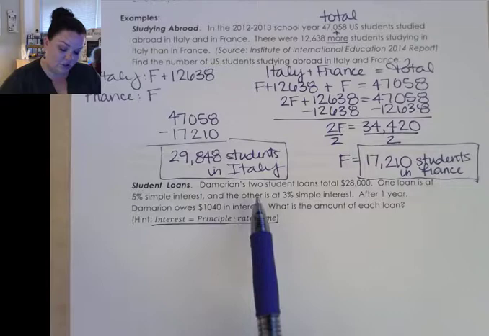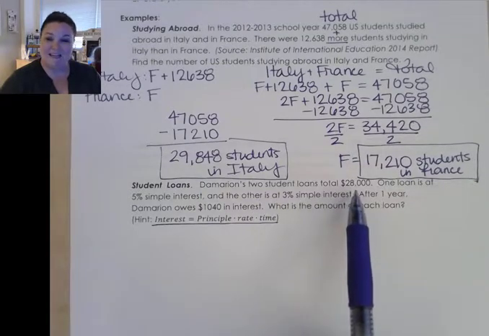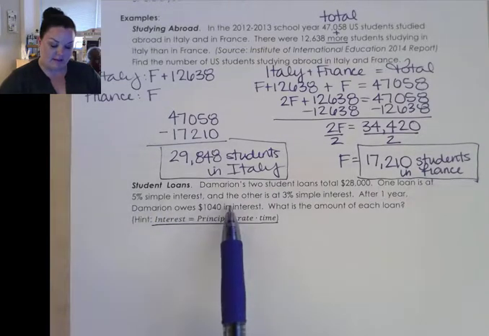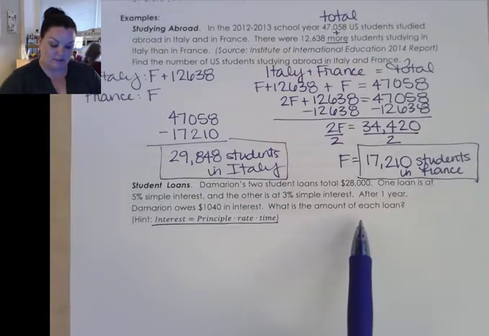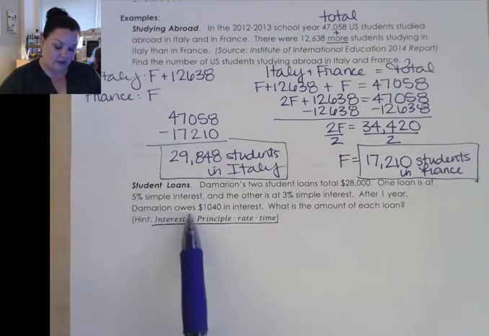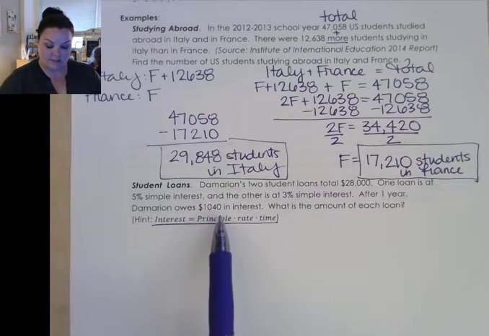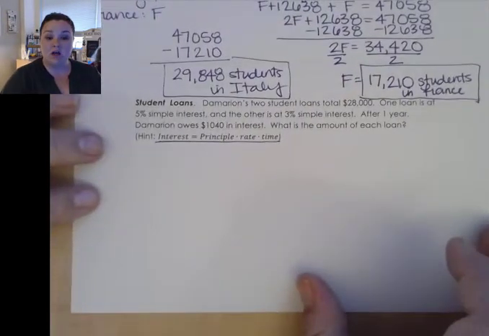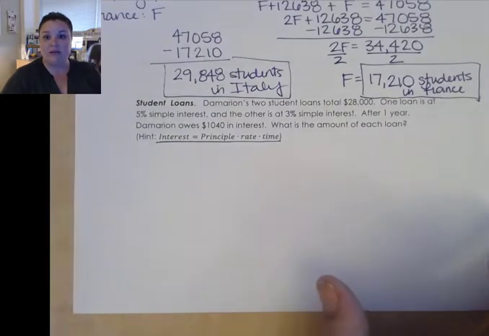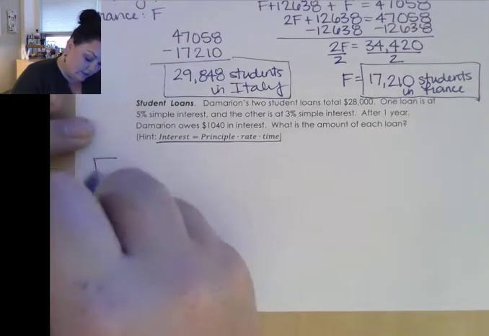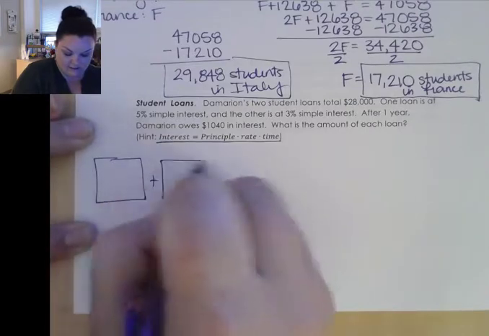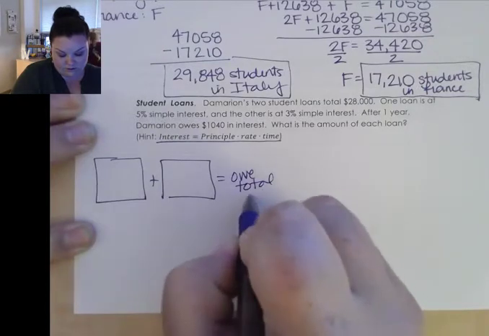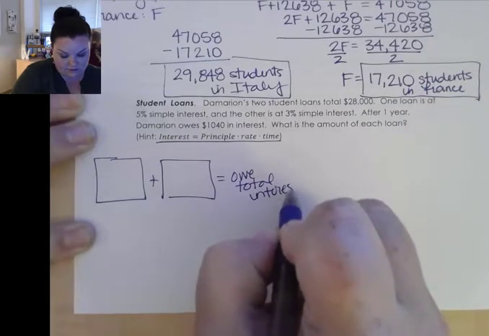It says, Demarion's 2 student loans total $28,000. One loan is at 5% simple interest, and the other is at 3% simple interest. After 1 year, Demarion owes $1,040 in interest. What is the amount of each loan? Okay, so for each loan, we are accruing interest, right? So we have this loan plus this loan, and then we're going to owe total interest when we pay it off.